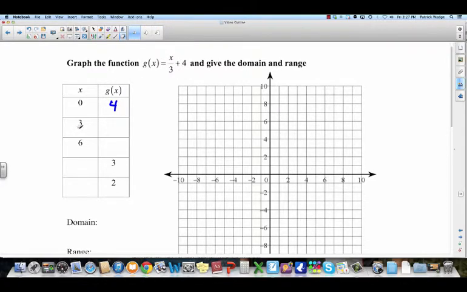Alright, what if we have g of 3? Because if x is 3, we want to find out what g of 3 is. Our input's 3, so we put 3 in here. 3 divided by 3 is 1, plus 4 is 5.